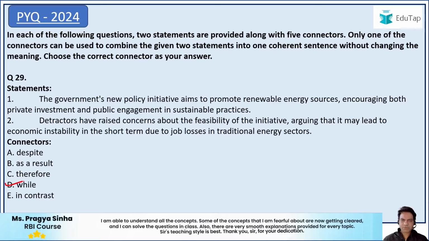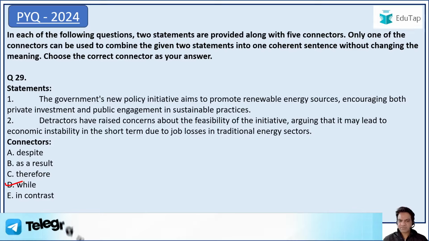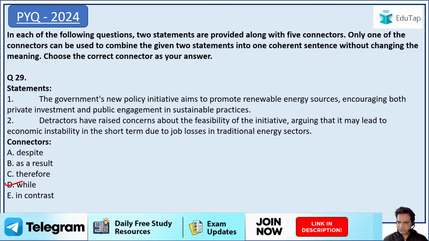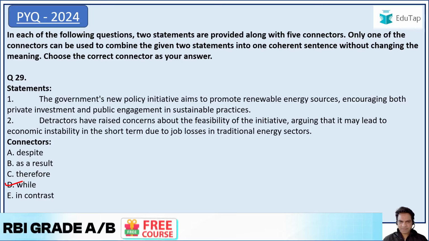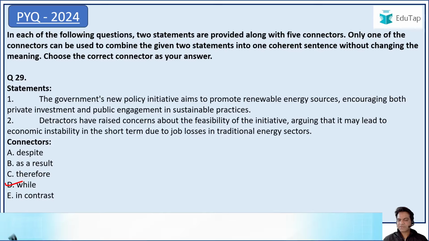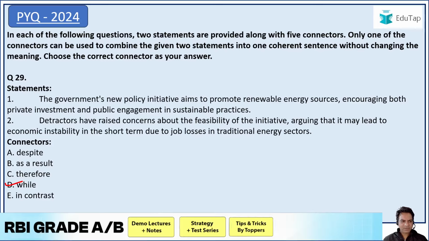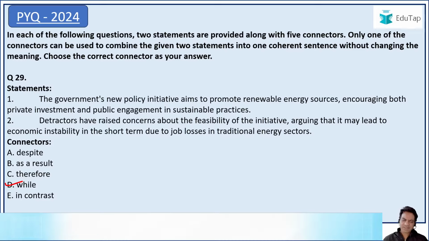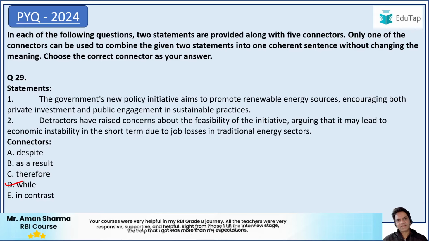So they're putting the two sides of the same coin: the government's new policy initiative aims to promote renewable energy sources, encouraging both private investment and public engagement in sustainable practices, while detractors have raised concerns about the feasibility of the initiative, arguing that it may lead to economic instability in the short term due to job losses in traditional energy sector. So while is the contradiction here. So while detractors have said this.